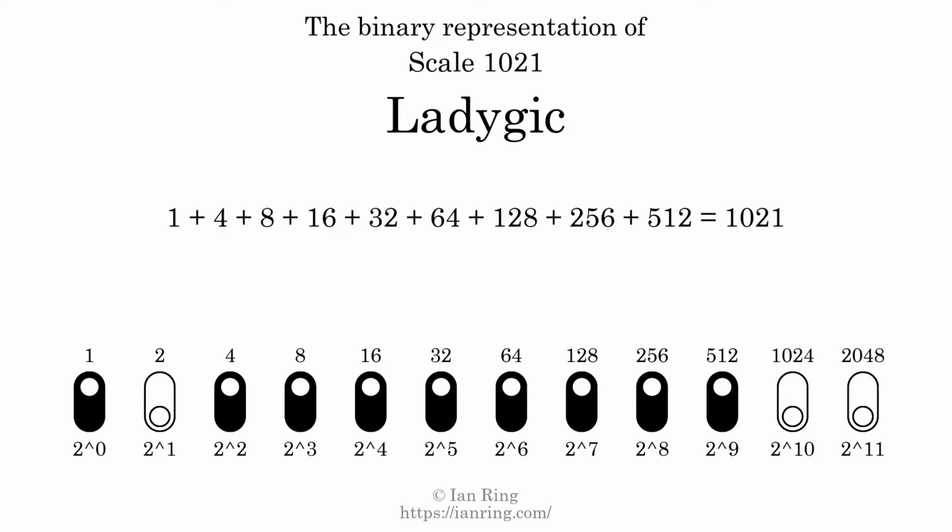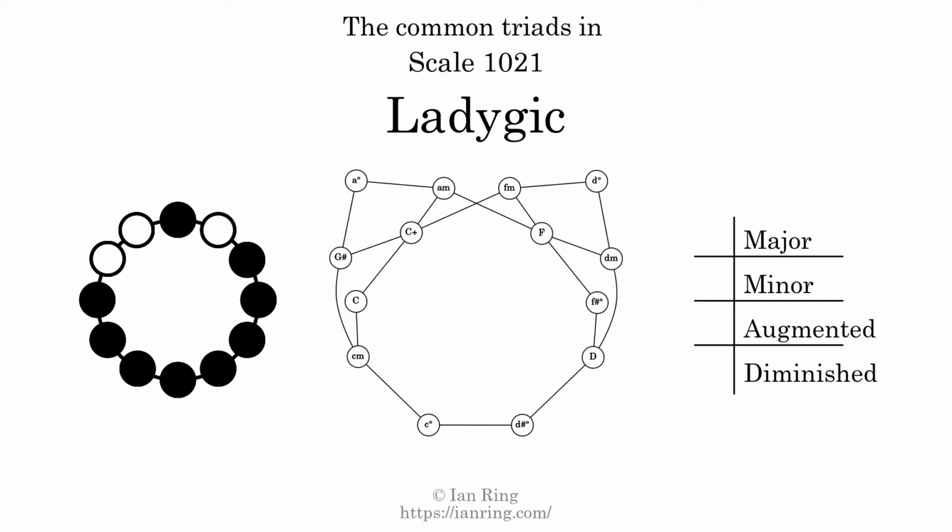The scale number not only enumerates the scale with a unique index, but it also literally describes the tonal content of the scale. Represented as a binary number in base 2, the scale number is 001111111101. Here are the common triads present in this scale.